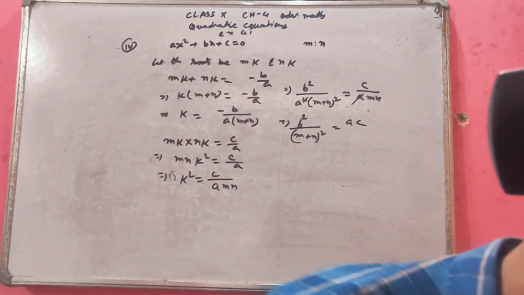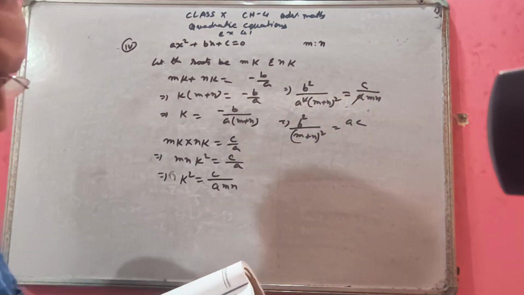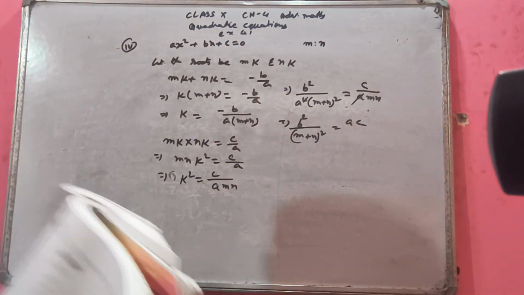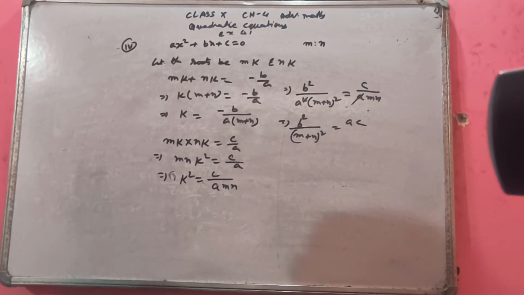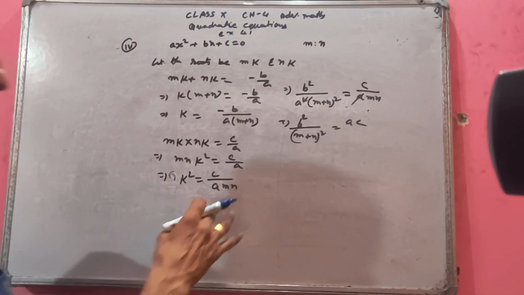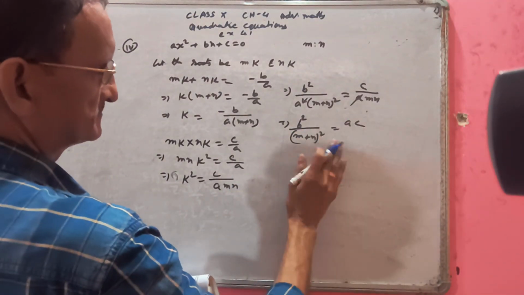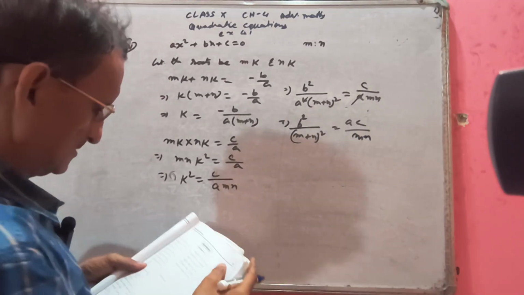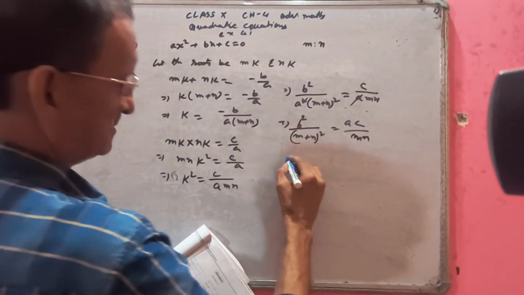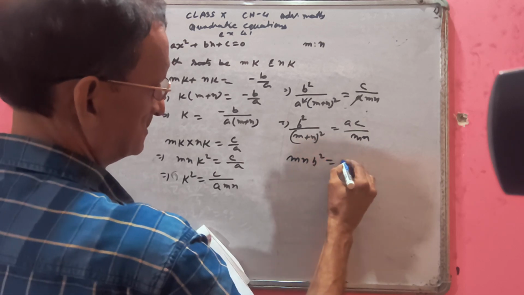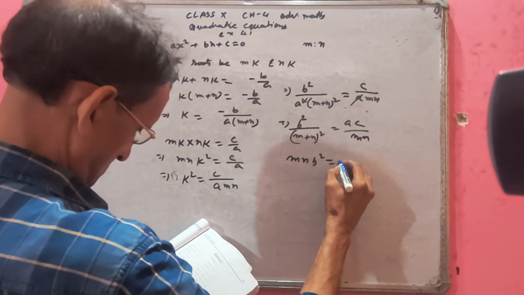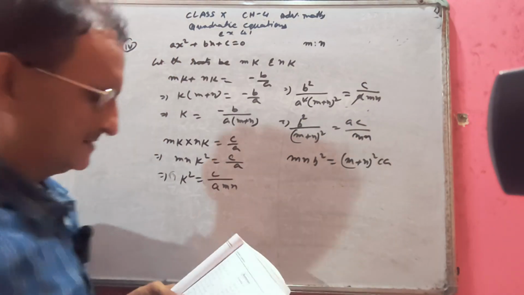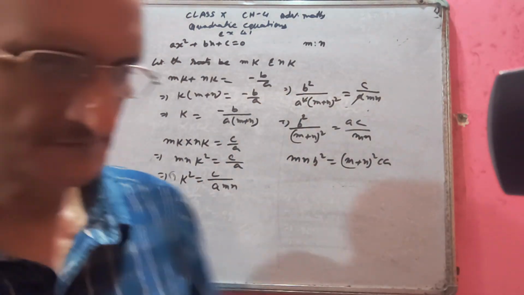Check the answer. Where is b a square? Oh, this Mn is also here. No, Mn. AC by Mn. So what will we write? Mn b a square equal to m plus n whole square into c. This is transposing only. That can be the other way also. Okay, this is not important.